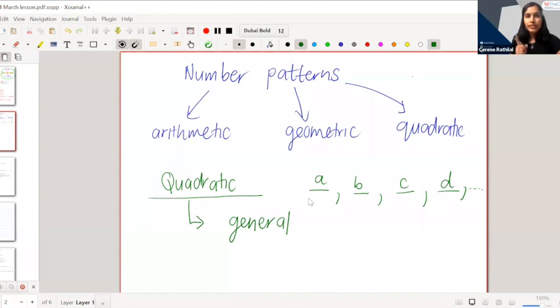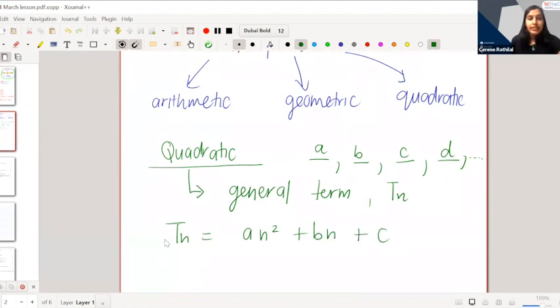What does it mean? This number pattern would be called quadratic if its general term, which you denote in school as Tn, has the following representation: Tn equals a n squared plus bn plus c, where n is an element of the naturals. Okay, wonderful. Maybe it is better for me to use your notation and say that we have term T1, T2, T3, T4, T5, and so on. So we have the sequence.